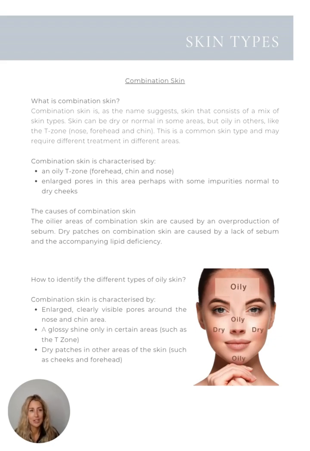And then we have combination skin. Combination skin, as the name suggests, is skin that consists of a mix of skin types. So it can be dry and oily. Like I mentioned earlier, I tend to have combination. Generally, I am oily, but on the odd occasion, I will get a dry T-zone, especially if I'm not sticking to my skincare routine.